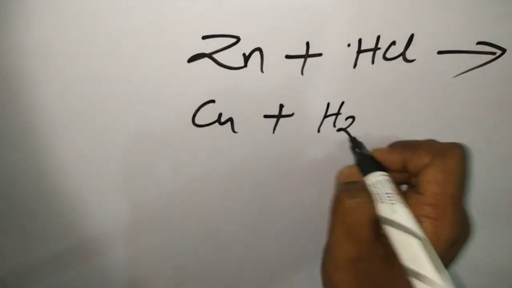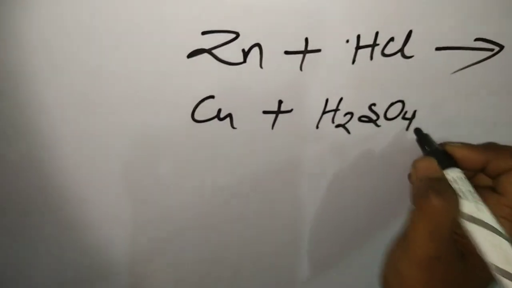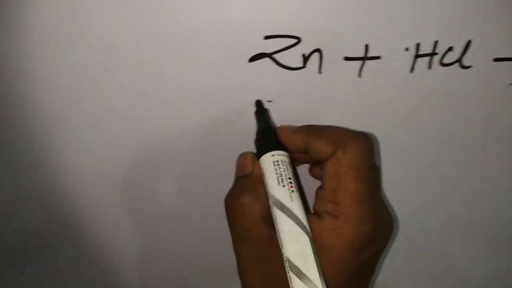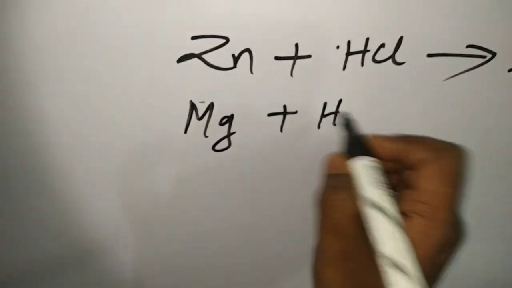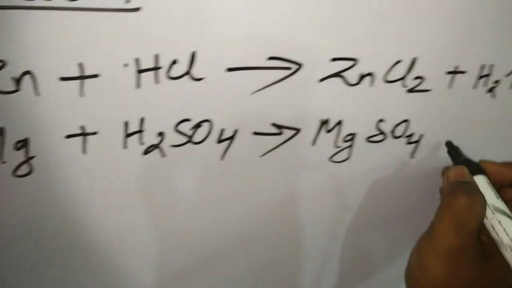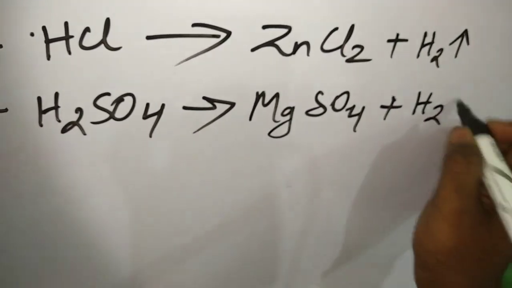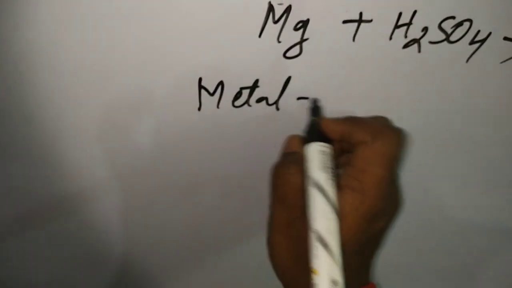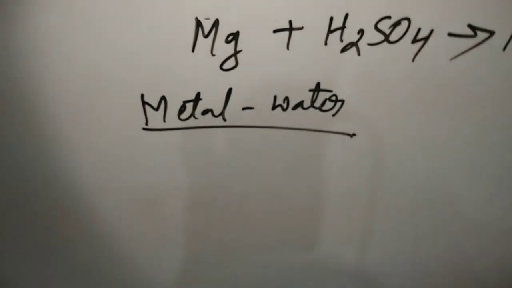When copper reacts with... sorry students, not copper. When magnesium reacts with H2SO4, it forms magnesium sulfate and hydrogen gas. Okay students, understand? Let's see the other one, that is metal water reaction. Means the metal reacts with water to form a new compound.